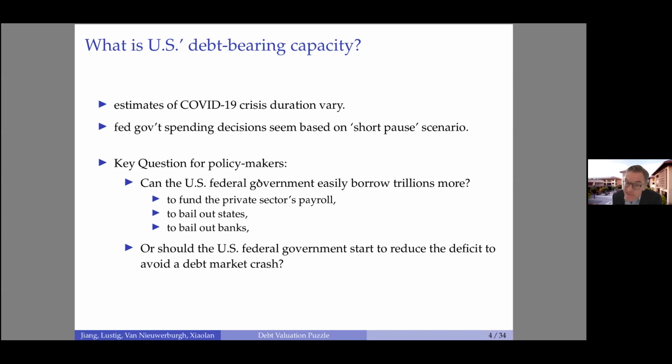But it's not clear that that's the right scenario, obviously, and that, I think, raises a key question for policymakers and for us, which is, do we think that the federal government can easily borrow trillions more? It seems like right now, that's sort of the way Washington, D.C. is thinking. We can borrow more to fund the private sector's payroll, to bail out states.